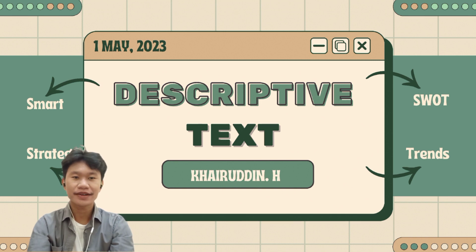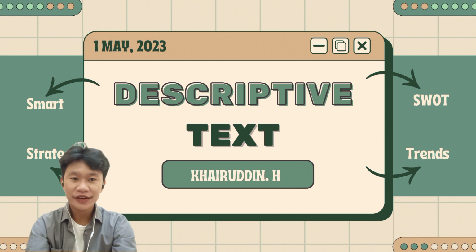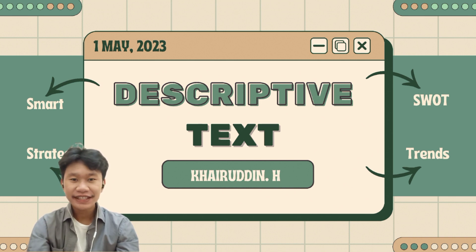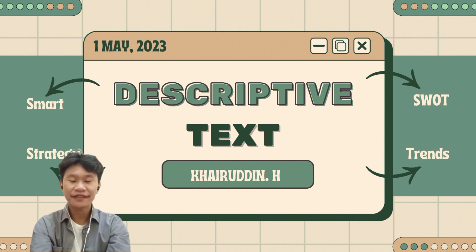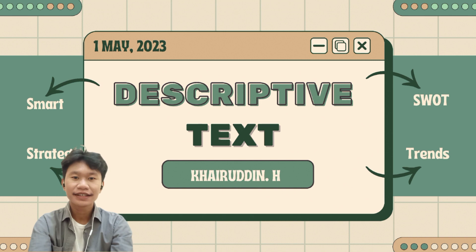Today's lesson is about writing a descriptive text on a chosen book. But before that, let your future teacher describe himself. My name is Khairuddin, NIM 210502500026, and I am from class C.